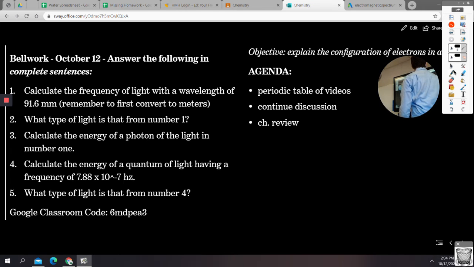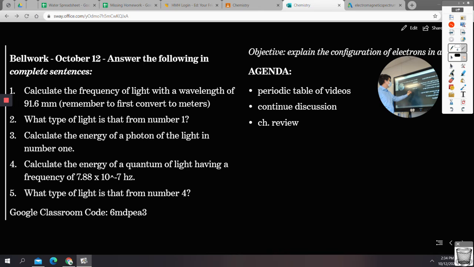Calculate the energy of a photon of the light in number 1. So now what do I do? You do E equals H nu. Remind me what each of these variables is. E is energy. H is Planck's constant, which is a constant. And nu is frequency again. So, am I trying to find energy for this one? Yes. Manipulation required? No. Good.